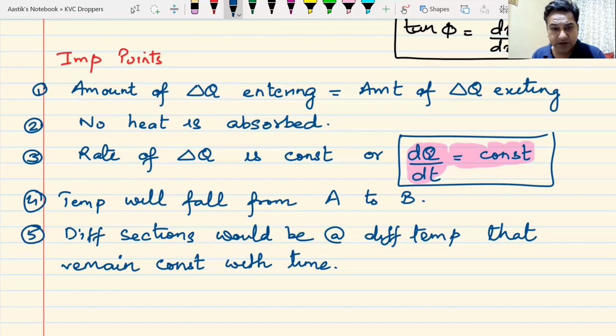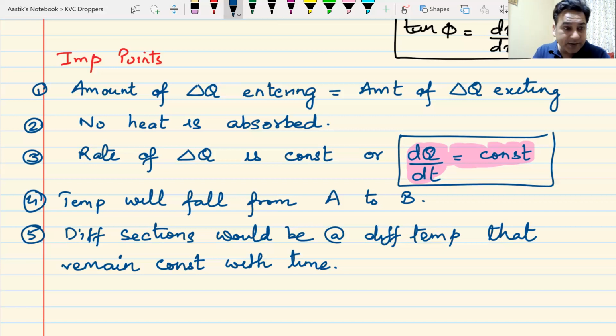It is the same as electric current. To make electric current flow, you need to have a potential difference. If there is no potential difference, there is no current flow. If there is no temperature difference, there is no heat flow. Do we understand this?